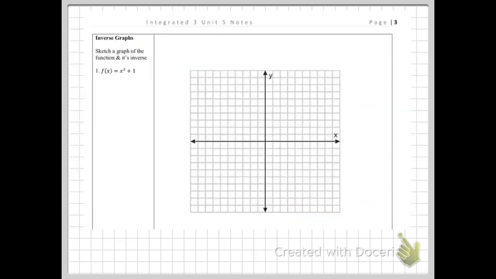Okay, so then moving on to inverse graphs. Sketch a graph of the function and its inverse. So you know your parent graphs, so we'll sketch x cubed plus 1, so it has a locator point at 0, 1. It's a cubic with an a value of 1. Try to make it look like half a parabola going that way, half a parabola going that way.